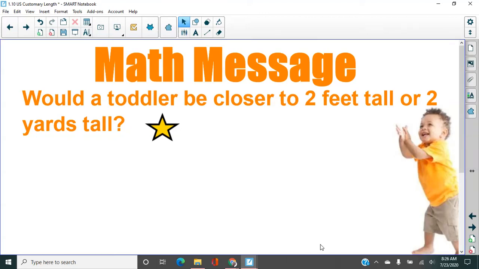Hello and welcome. You have found lesson 1.10. And today we're going to be talking about what are called customary units of length. You know them as feet and inches and yards.